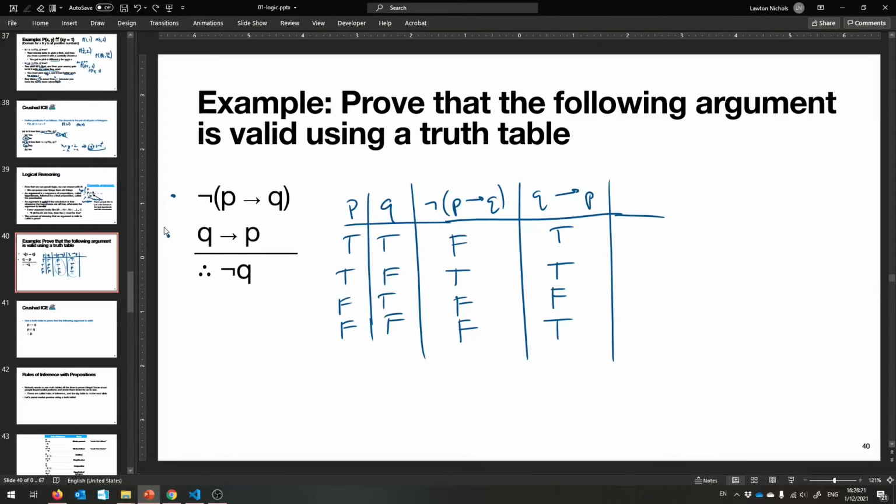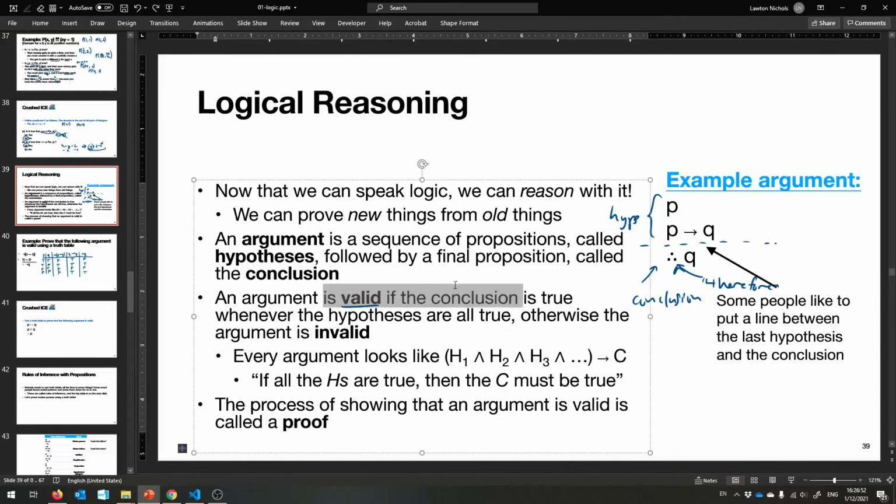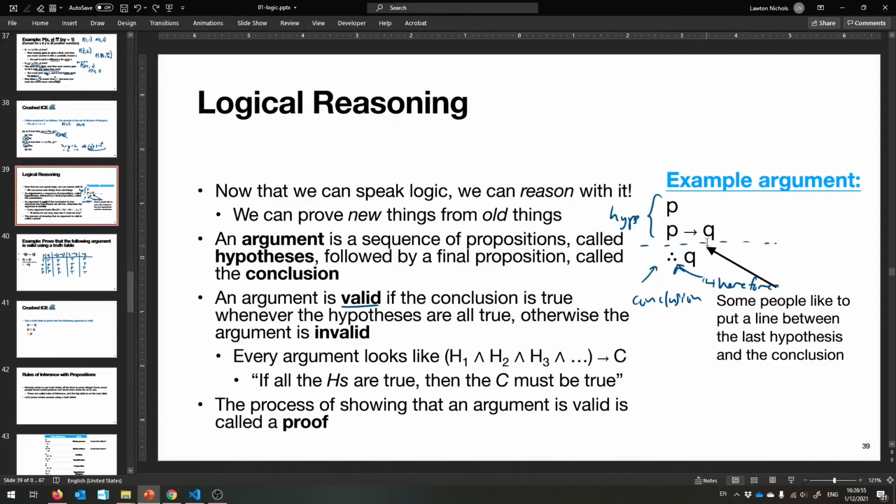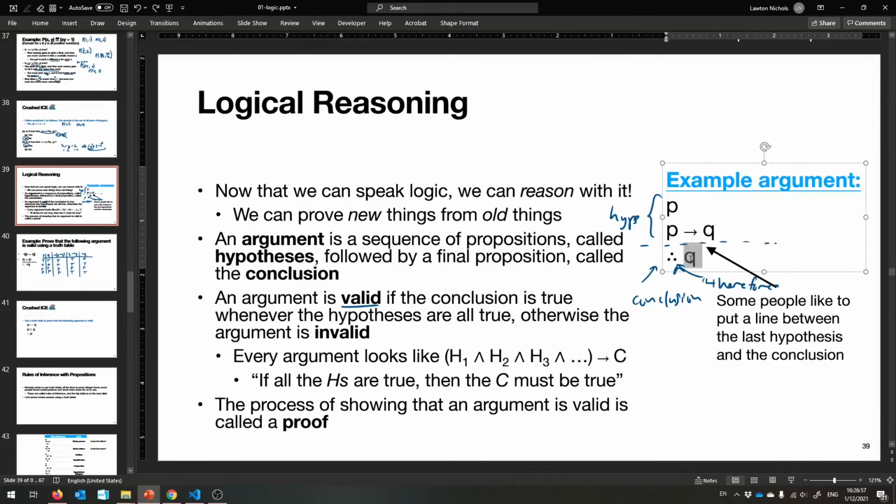We now need to go and prove that not Q is our conclusion, and this argument involving this conclusion is valid. Okay, so not Q, it's just using Q only, so this is false, this is true, this is false, and this is true. Do not be scared that it's not like a tautology. We only want validity. So an argument is valid if the conclusion is true whenever the hypotheses are all true, because we're assuming these things and we're using them to prove this.